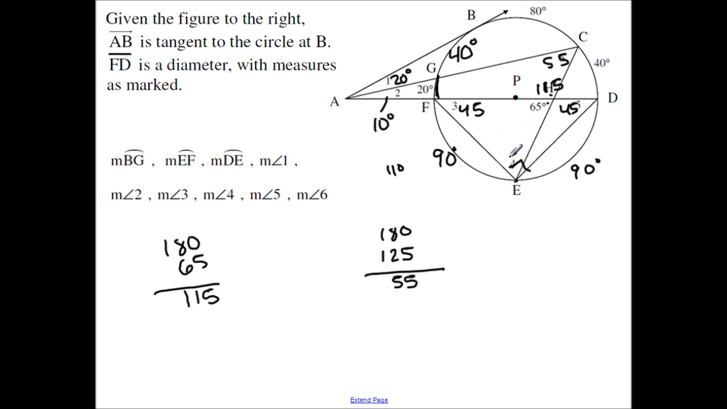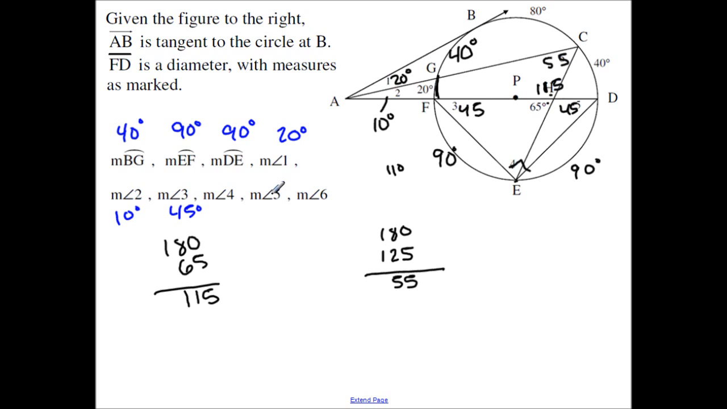So we now have, I think, just about everything that we were asked to find. So let me list our answers here, and I'll go ahead and write them in a different color ink. The length of arc BG is 40 degrees. The length of arc EF is 90 degrees. The length of arc DE is 90 degrees. The measure of angle 1 is 20 degrees. The measure of angle 2 was 10 degrees. The measure of angle 3 is 45 degrees.